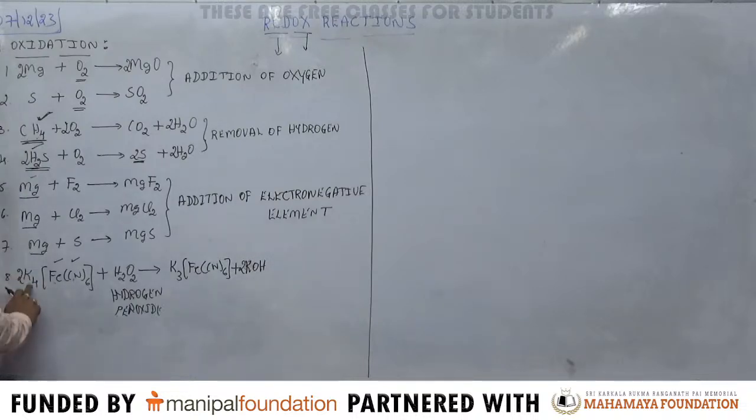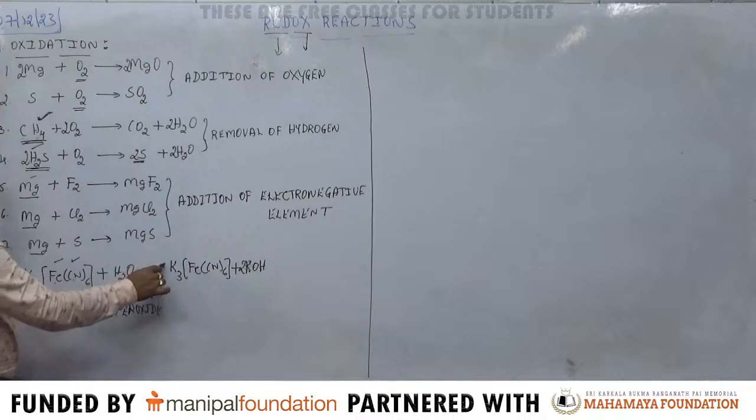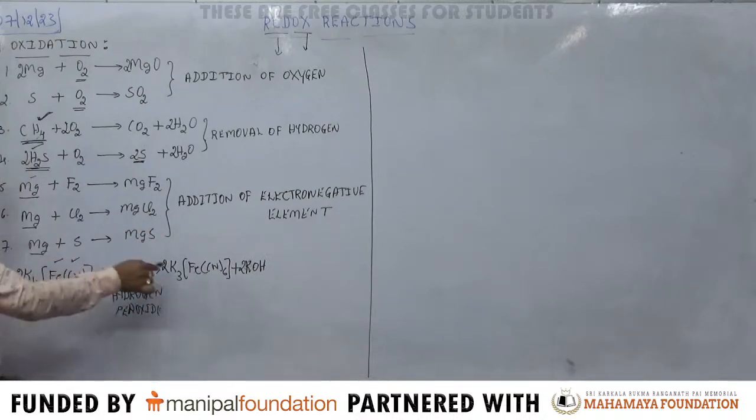It is 2K4 FeCN6. So now 4 into 2, 8 potassium. Now here 2 already there. So here if I write 2, here 2 must be written.